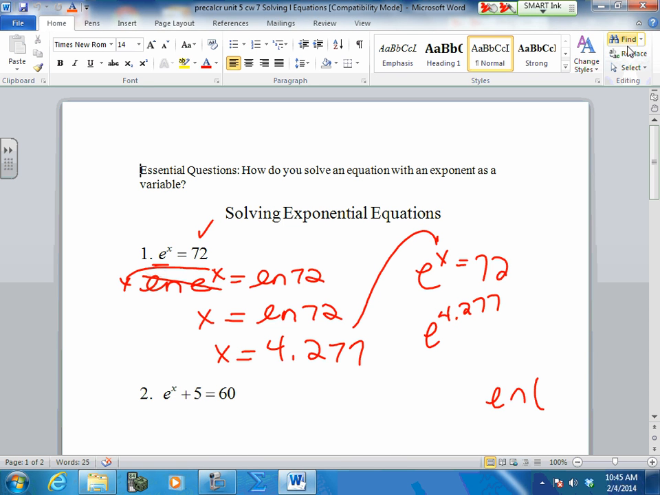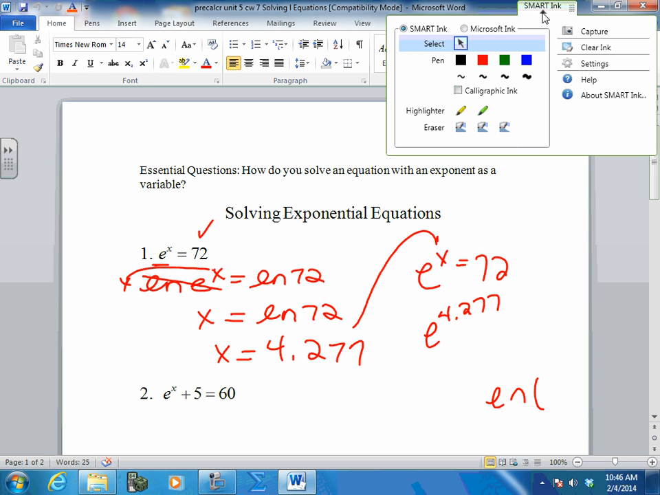How else would I ever solve for that? It'd be a long guess and check, wouldn't it? Well, the only way to do it is to bring that down with a log statement. I'd have to spend a long time guessing and checking if I'm making you go to 3 decimal places, right? So, remember, in order to get your variable to come down, you have to take the log of both sides.